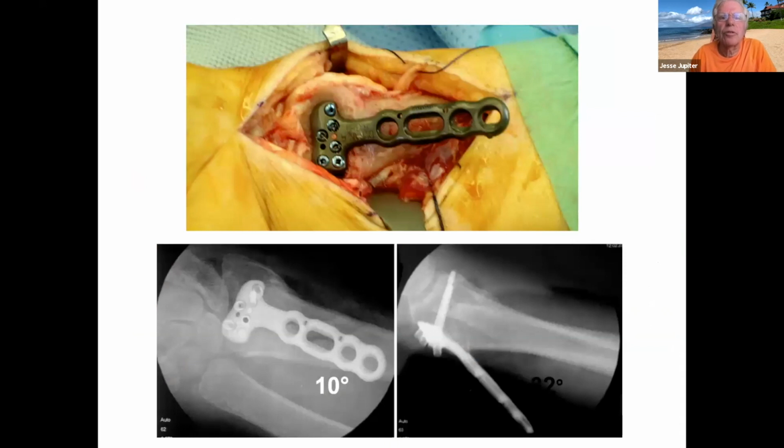And a plate was used to realign the fragment, both in the frontal and sagittal plane. So correcting the radial tilt, so to speak, and the angular deformity in the sagittal plane.